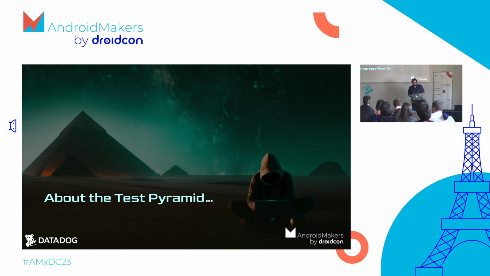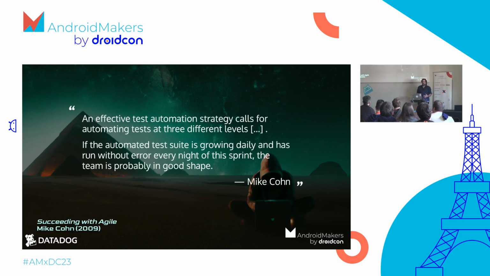in a project. So the test pyramid started in a book written in 2009 by Cohn called Succeeding with Agile. And in this book, there is a whole chapter around automated testing. And in this chapter, Cohn writes that an effective test automation strategy calls for automating tests at 3 different levels. And this is the place where he starts drawing this iconic test pyramid diagram that we all know about.